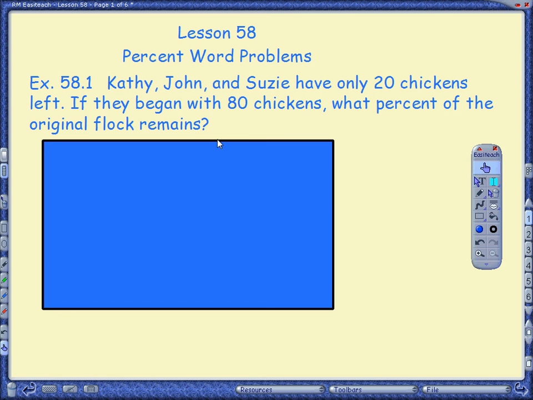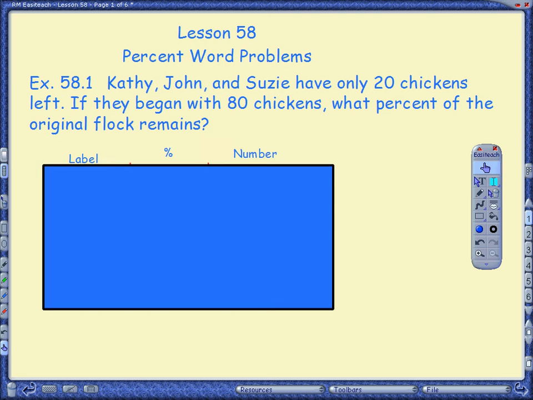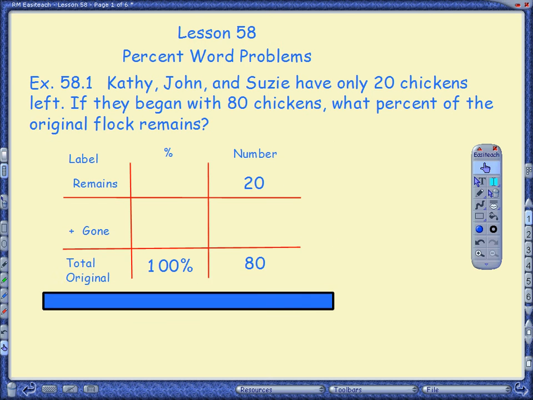What I like to do in these is to make a tic-tac-toe. We've done this with many other word problems. In column 1, we have the label. In column 2, the percent. And in column 3, the numbers that we're dealing with.